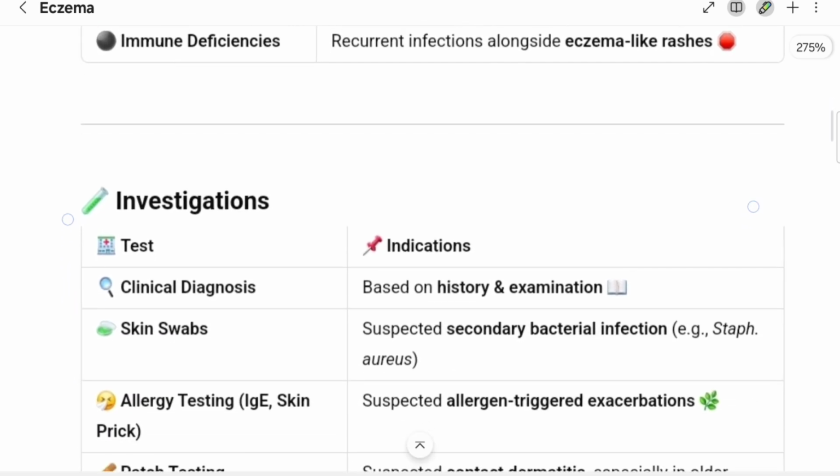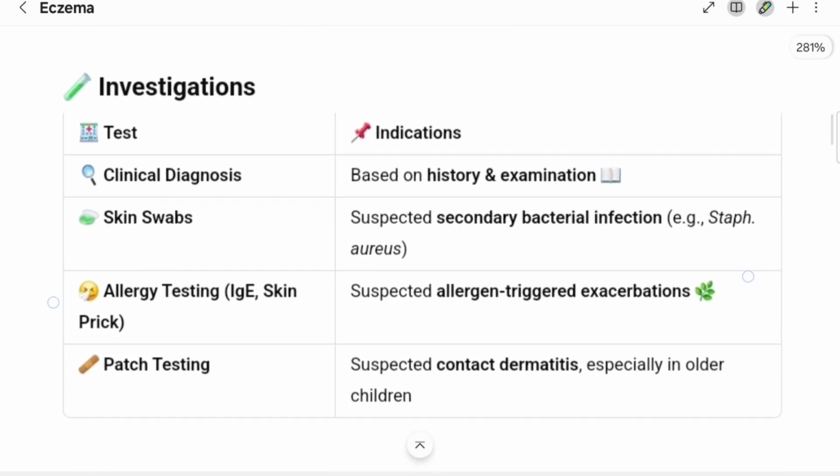So what are the investigations that we should do if we suspect a case of atopic dermatitis? The clinical diagnosis is based on history and examination. We can take skin swabs if we suspect secondary bacterial infection like Staph aureus. We can do allergy testing, that is IgE and skin prick test, if we suspect allergen triggered exacerbations, and we can also do patch testing to suspect contact dermatitis, especially in older children. So these are the tests like skin swabs, allergy testing, patch testing we have to do, and we must do complete blood count to look for eosinophils, and we can also do IgE. This is written here.